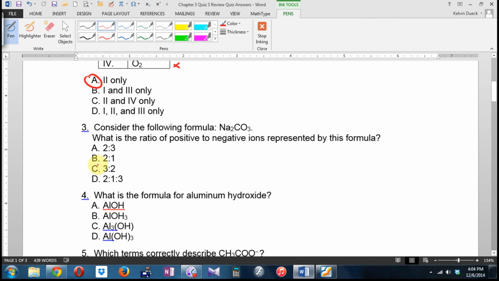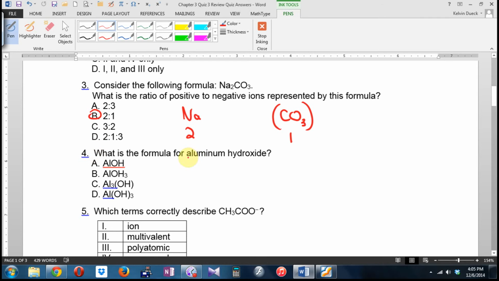Consider the following formula, Na2CO3. What's the ratio of positive to negative ions? Well, the positive ion is sodium. The negative ion, and it's a polyatomic ion, is CO3, which we've called, what is CO3? I gotta go look it up on my periodic table. Carbonate. What's the ratio of positive to negative ions? We have 2 sodiums and 1 carbonate. Wait a minute, Mr. Dueck. There's 3 oxygens to combine with 1 carbon to make up 1 carbonate. The answer is B, it's 2 to 1.